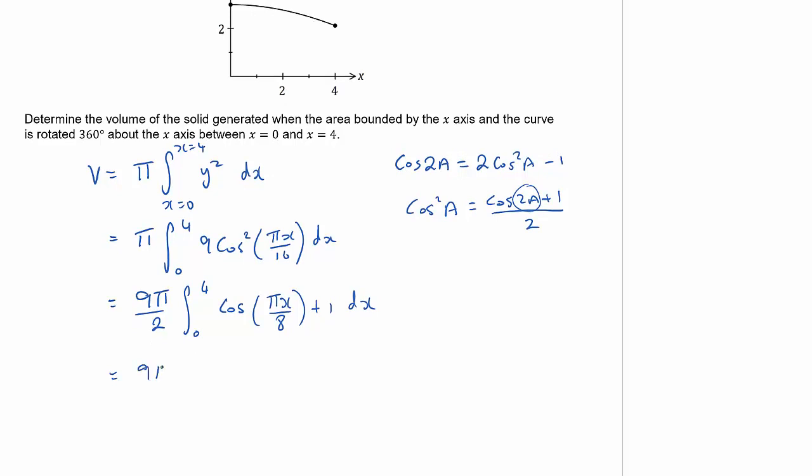So now the integral is such that we can just integrate it. So cos goes to sine, so we're going to have sine(πx/8). Now we have to divide by the differential of the inside, so we're dividing by π over 8, which is the same as multiplying by 8 over π. And then this one's just going to be x.